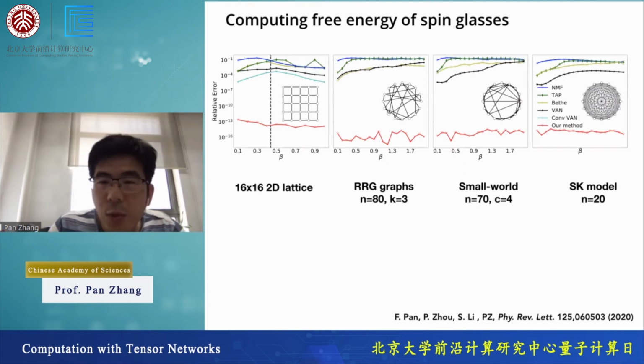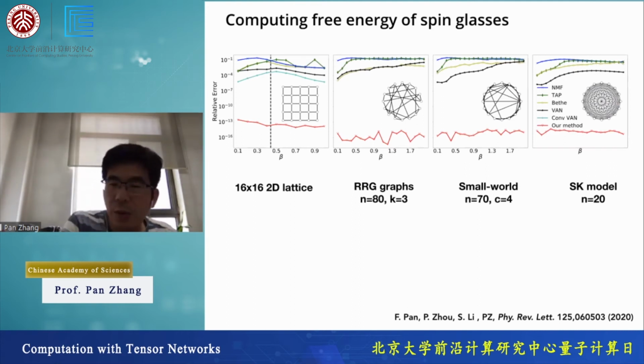So we compared with different methods. These include NMF, which stands for naive mean field; TAP, the Thouless-Anderson-Palmer equations; BP, which is the Bethe approximation and belief propagation. VAN stands for variational autoregressive networks, which is a neural network-based variational method that was considered to be really powerful. And convolutional VAN is the convolutional variational autoregressive network. So basically, what we can say is that compared with the mean field and the neural network-based variational method, the tensor network contraction method is much more accurate.